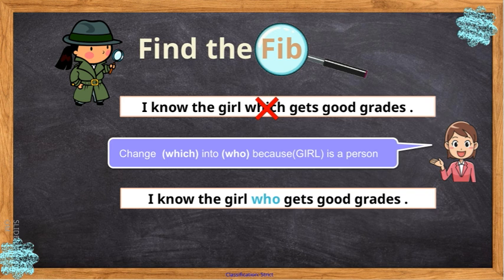This is because who is the proper relative pronoun when referring to people. Which, on the other hand, is typically used for things or objects, not people. Now, the main takeaway here is understanding when to use who versus which. It might seem small, but it helps keep our sentences correct and clear, especially in more formal or precise writing.